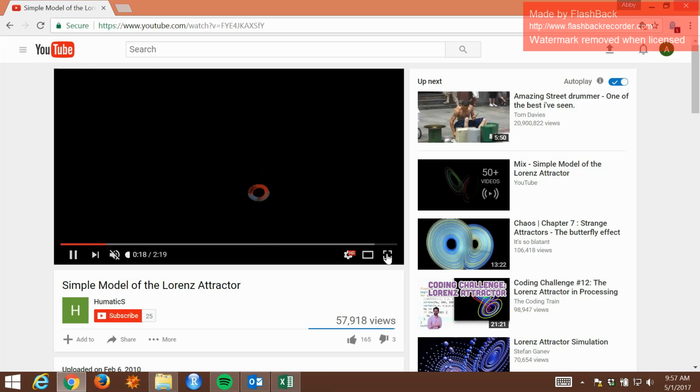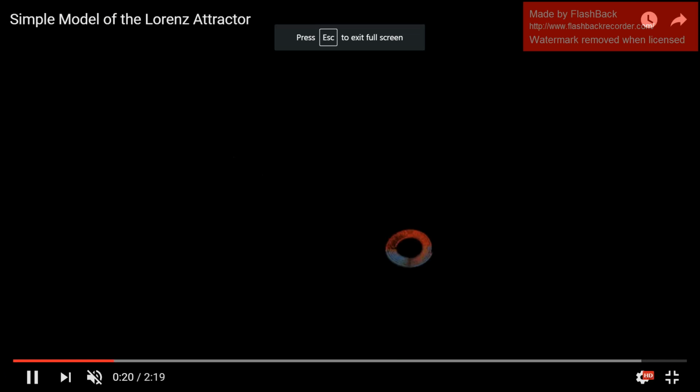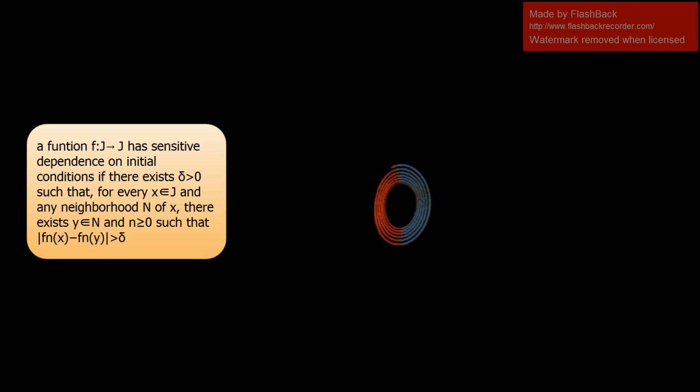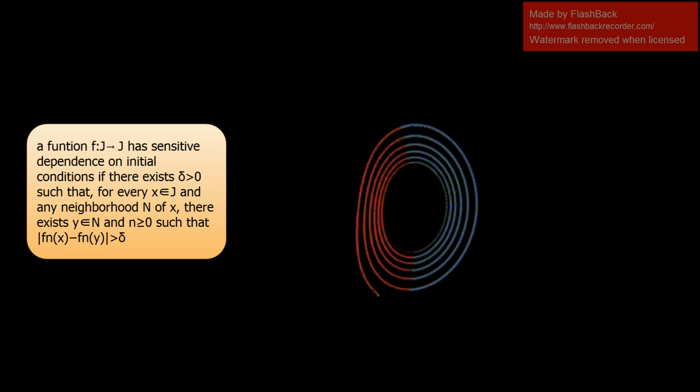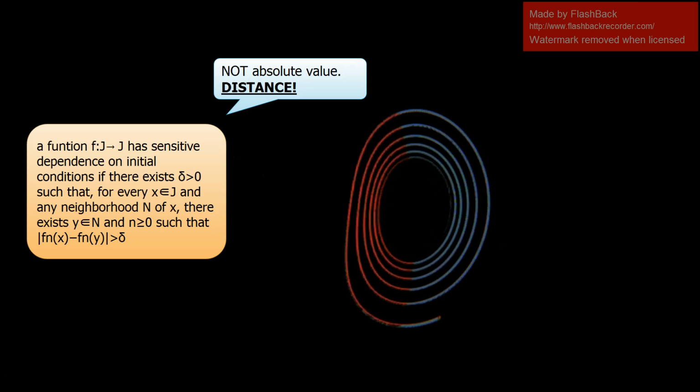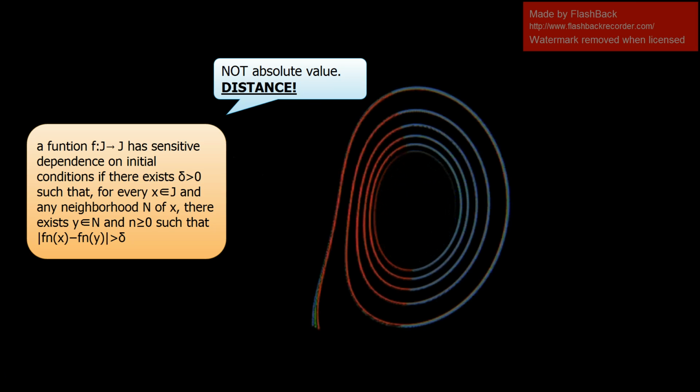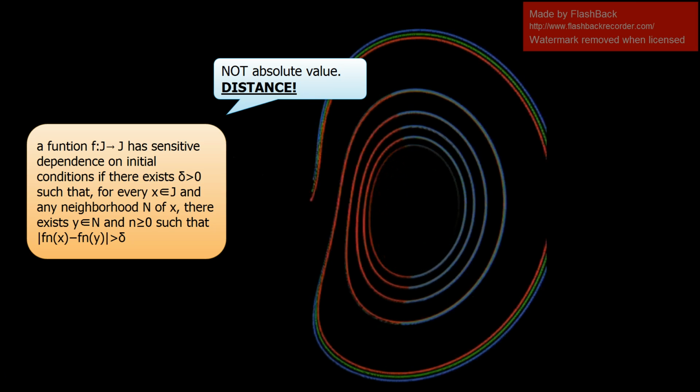So what I have here is the Lorenz butterfly, which is really simple to use when defining chaos because it's really easy to see each section. So the first one is sensitive dependence. The definition of sensitive dependence on initial conditions is: g from J to J has the property that for each x in J and any neighborhood N of x, there exists a y in N and an n greater than 0 and a sigma greater than 0, such that the absolute value of g^n(x) minus g^n(y) is greater than sigma.